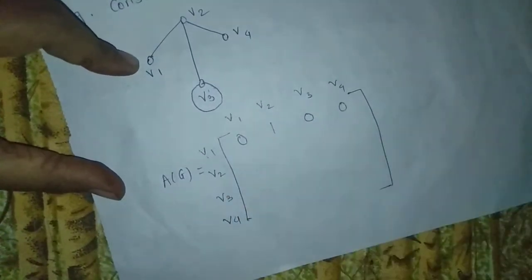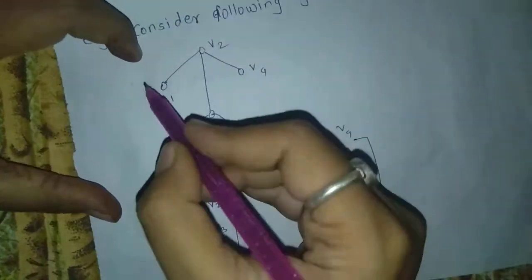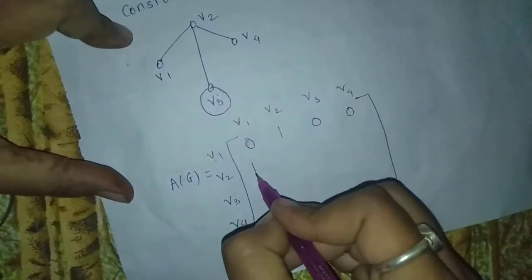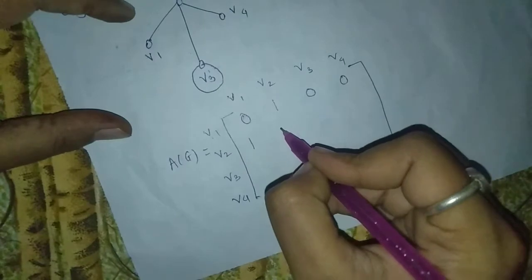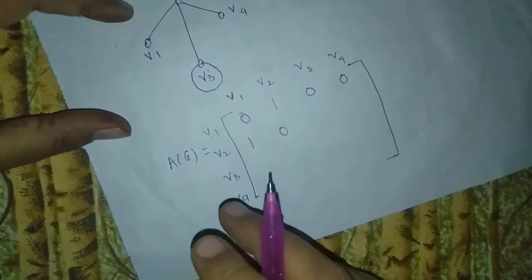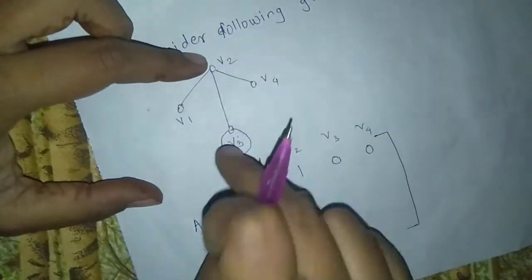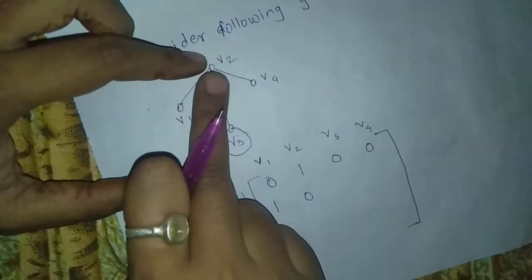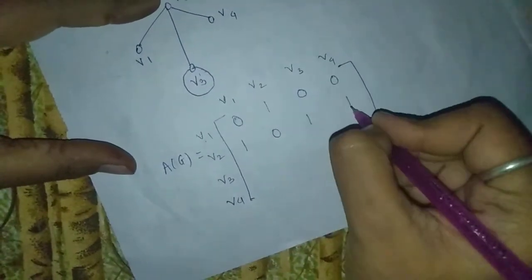Now second row, number of edges between V2 and V1 is 1. Number of edges between V2 and V2, no, there is no edge, so put here 0. Now number of edges between V2, V3, there is 1. Also number of edges between V2 and V4, 1. So write here 1, 1.